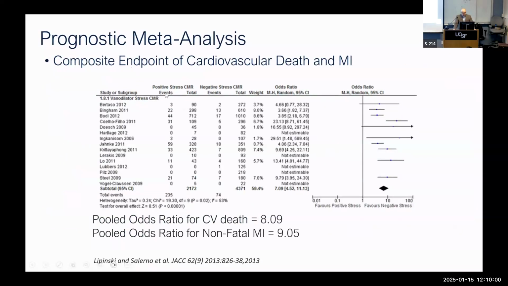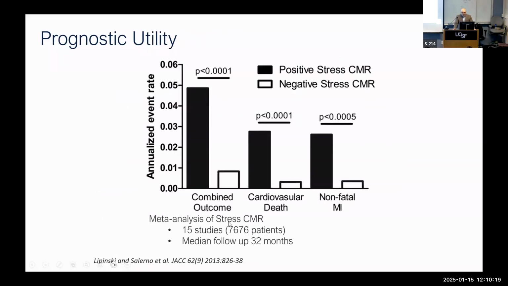We were interested, this is now about a decade ago, people said, oh, it's great, cardiac MRI, but what does the prognostic data actually look like? And we know that having an abnormal myocardial perfusion study by MR is associated with a high odds ratio for cardiac death and non-fatal MI. And similar to the data for SPECT and PET, if you look at combined outcomes, less than 1% per year with a negative stress MR.